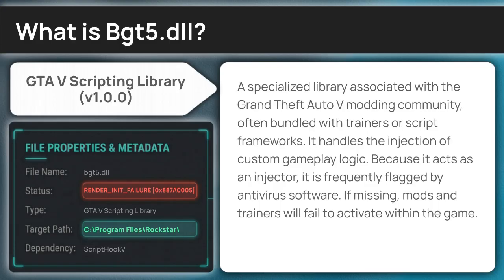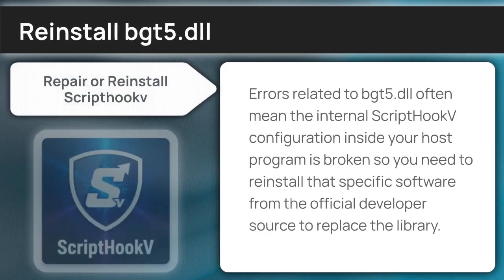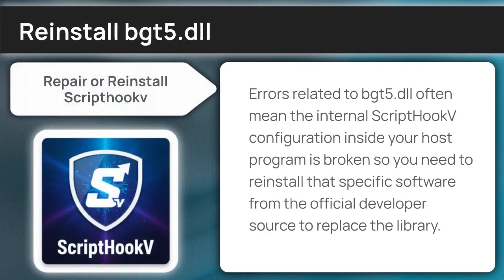Now that the background is clear, let's walk through the actual installation steps. Errors related to Bgt5 module DLL often mean the internal ScriptHookV configuration inside your host program is broken, so you need to reinstall that specific software from the official developer source to replace the library.